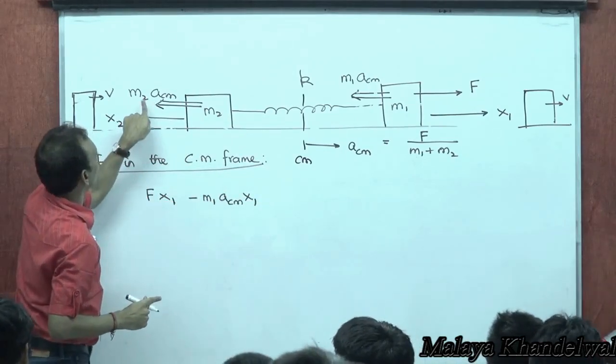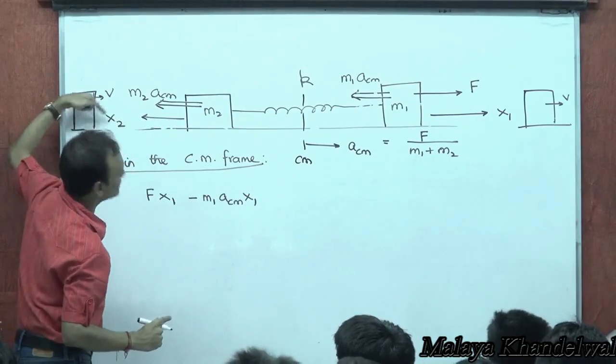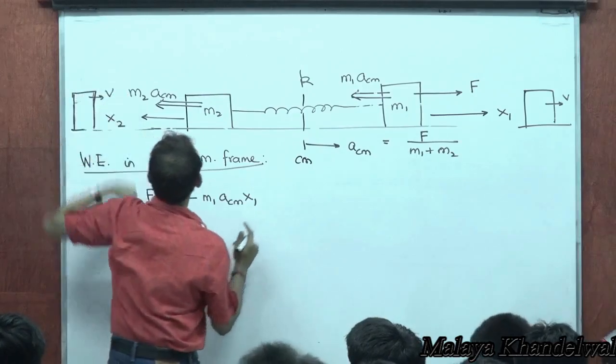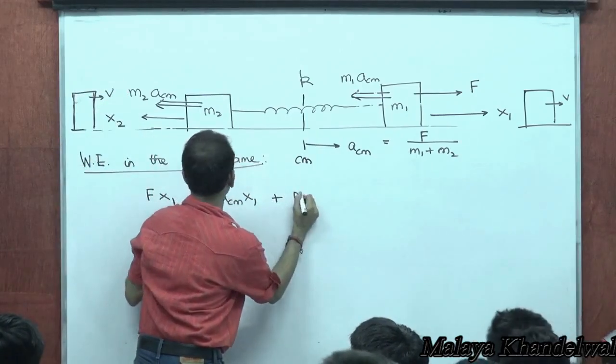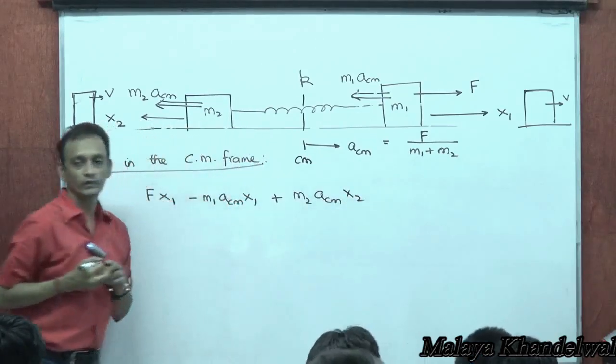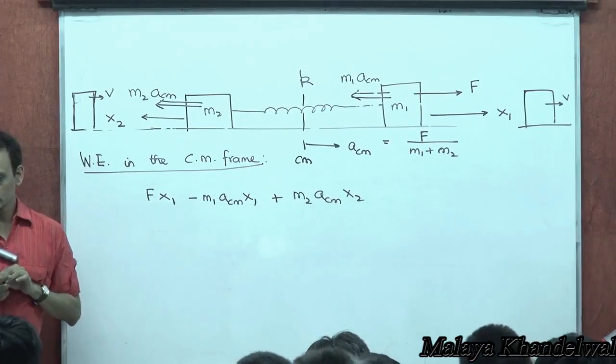Work done by this is going to be M2 ACM into X2. X2 has been the displacement to the left, same as the direction of M2 ACM. So work done by the second unit of force is going to be M2 ACM X2. Right?